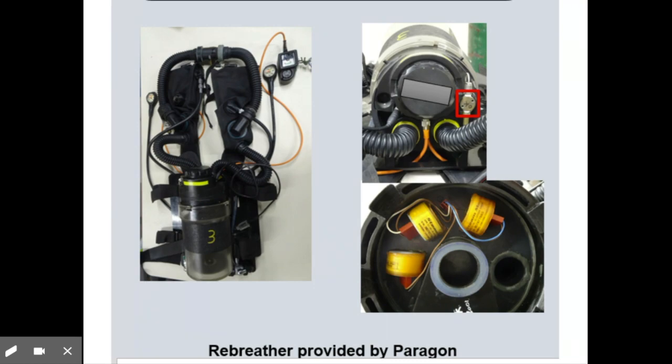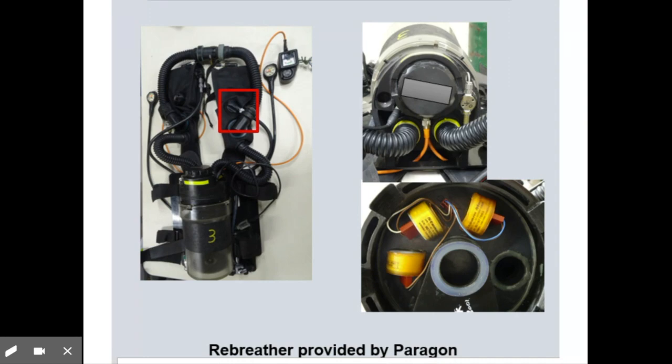Here is the O2 addition, and it is controlled by a solenoid that the team is not able to access. Here is the diluent addition, and it operates in such a way that at lower pressures, the diluent would be added by a manual valve based on the pressure in the system.